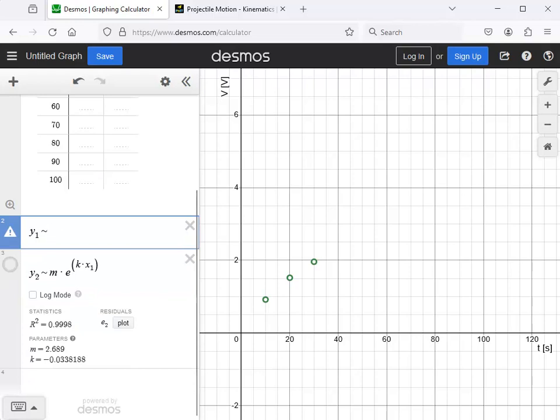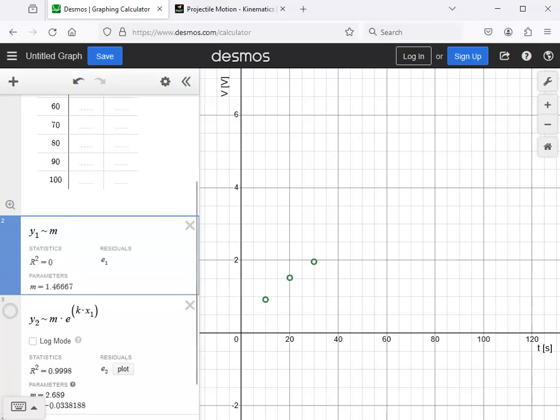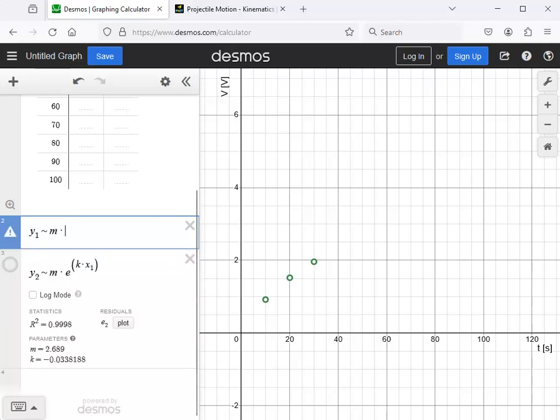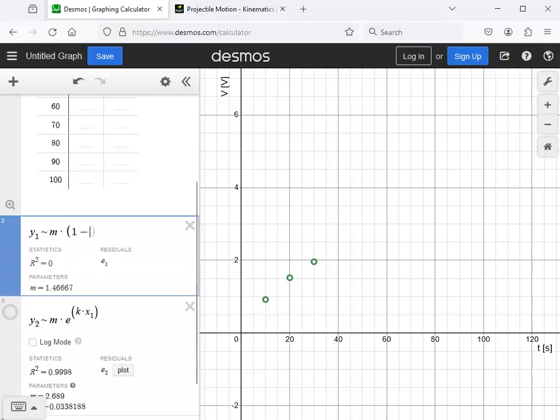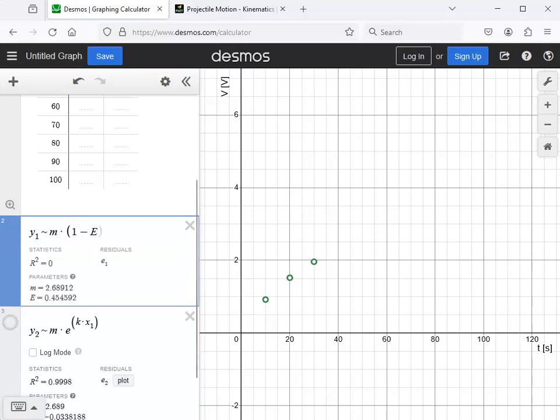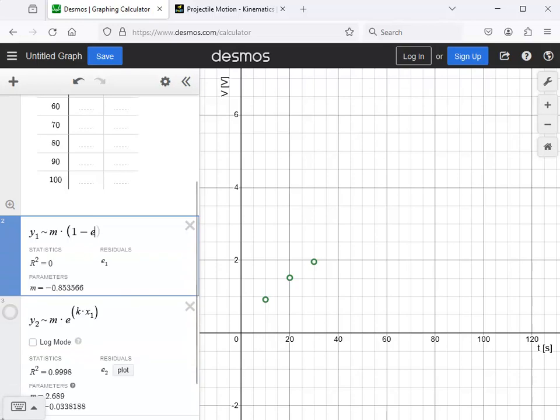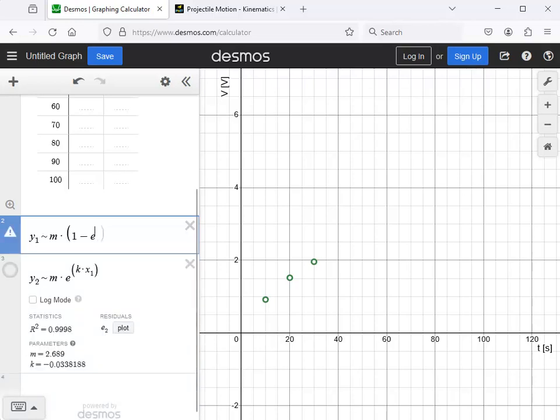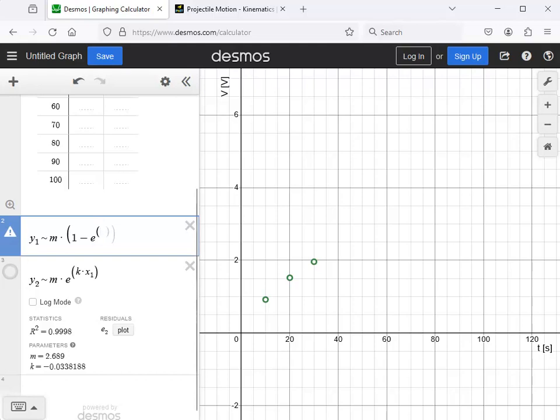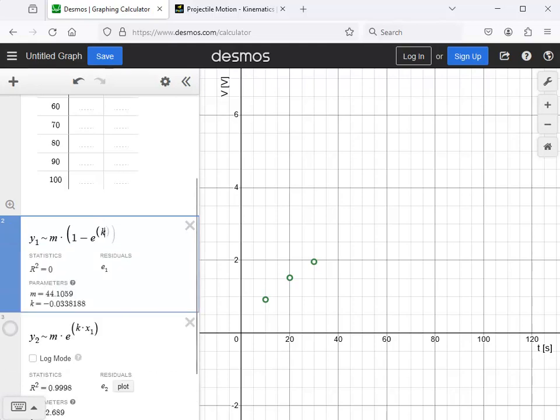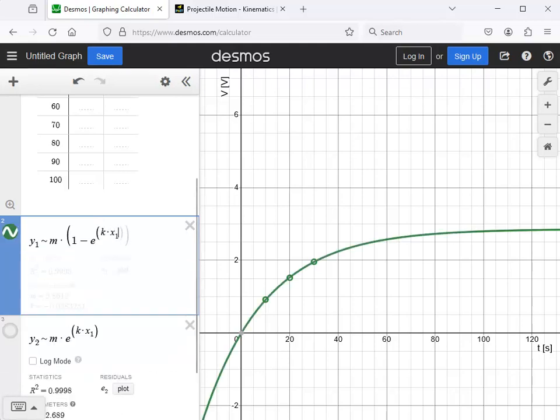And give me just a moment. I have to figure it out myself. Okay, I'm going to start out with m times. Now I'm going to start a parentheses. And next, I'm going to have 1 minus e to the power. Oops, not a capital E, lowercase e. E to the power, and I'm going to do the same thing here. K, parentheses, k times x1, close that parentheses, and close this big parentheses right there.